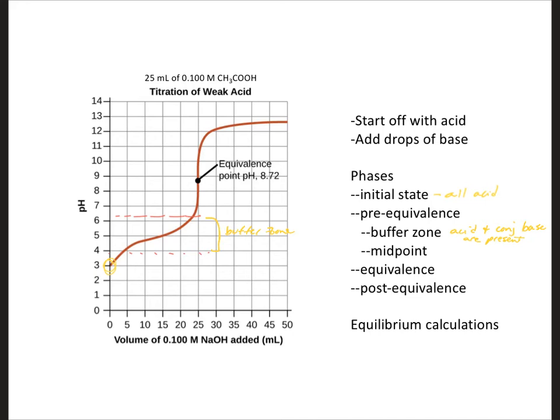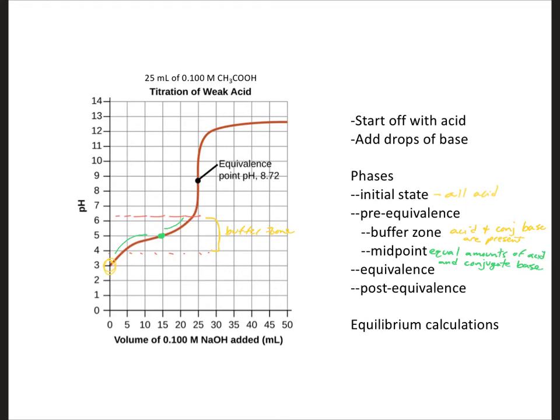Now there is this sweet spot in the buffer zone, which is an inflection point. And so you see this point where it's kind of arching up, and now all of a sudden it's kind of arching in the opposite direction. So we call that an inflection point, and so that's going to be the midpoint that's described over here. Now there's a special case of what's going on at the midpoint. At the midpoint of the titration of this weak acid, we're going to have equal concentrations of the acid and its conjugate base.